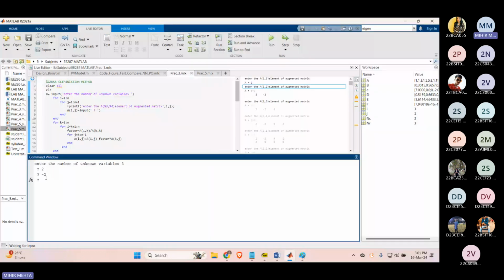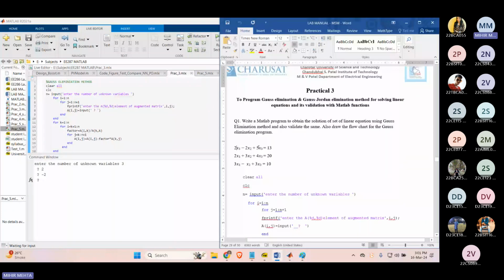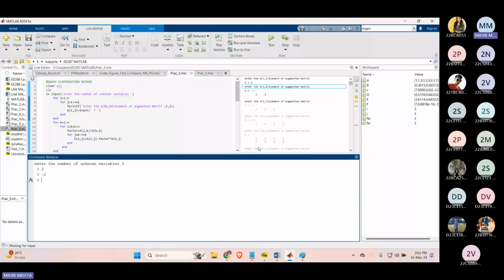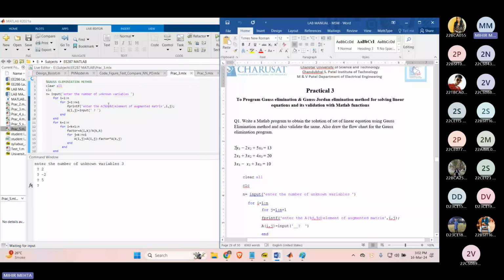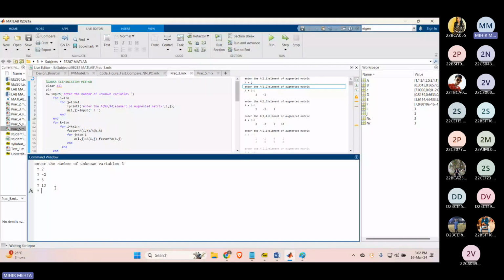Similarly, again, further increment in J. So now J turns from 2 to 3. So the value that I'm asked for is 1, 3. And at first row, third column, the value I have is 5. Again, this is not from 1 to n. This is from 1 to n plus 1 because we are making an augmented matrix. So for n plus 1, this n plus 1th value is 13. So what you see is 2, minus 2, 5 and 13.